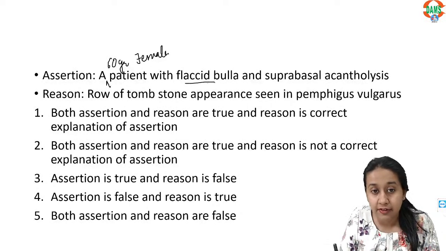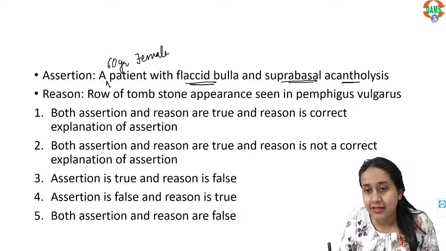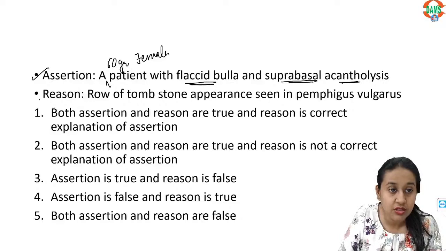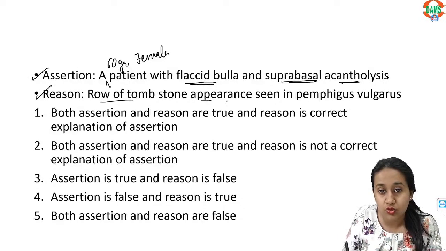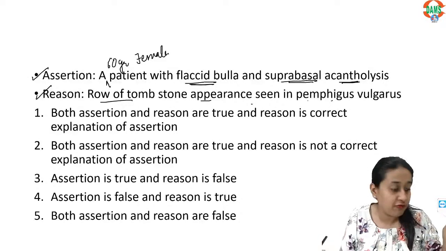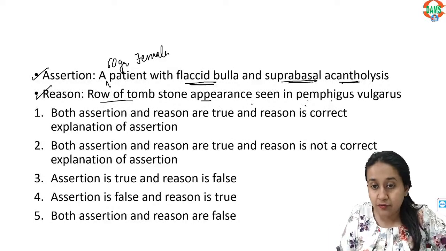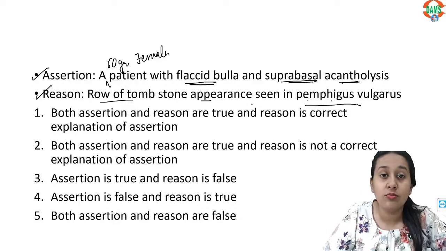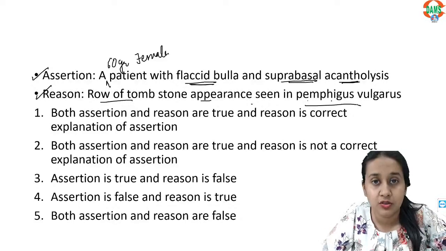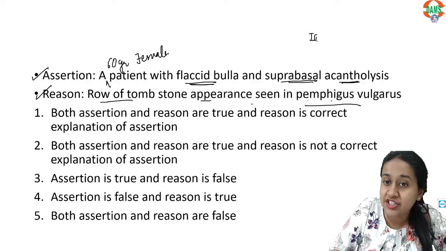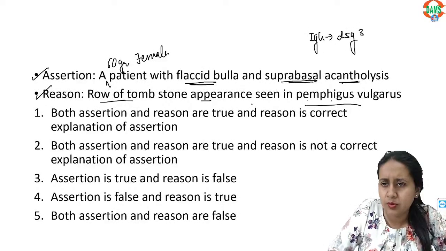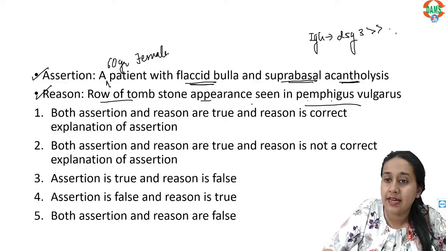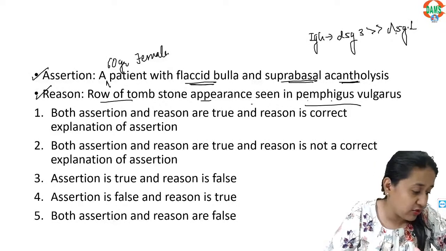A patient with flaccid bulla, suprabasal acantholysis, this is the assertion, and the reason is row of tombstone appearance is seen in the patients of pemphigus vulgaris. Now first of all, what is pemphigus vulgaris? It is an autoimmune vesiculobullous disorder, an immunobullous disorder where you develop IgG against desmoglein. We have two types of desmoglein. In the patients of pemphigus, antibodies are more common against desmoglein 3 compared to desmoglein 1.